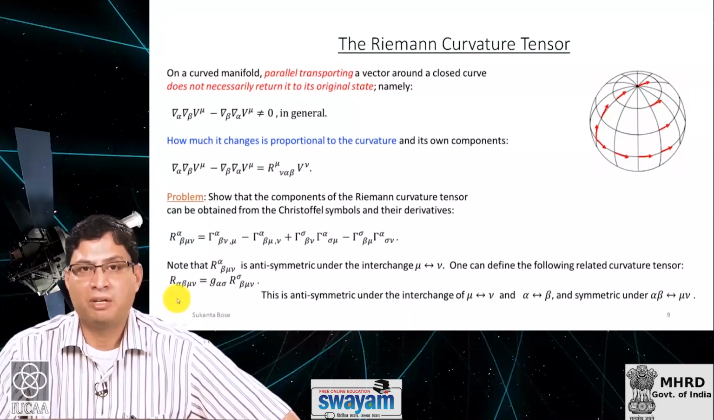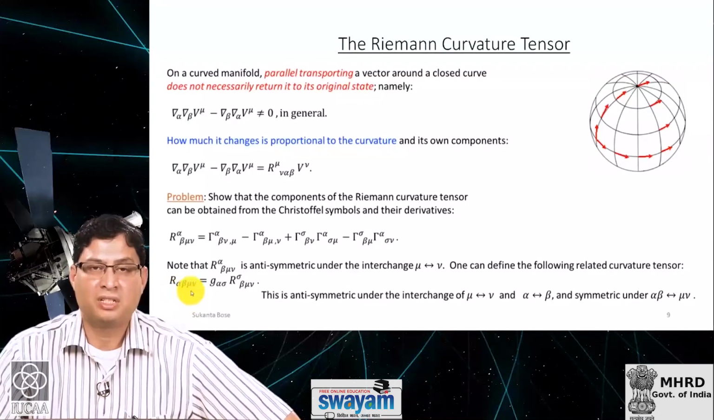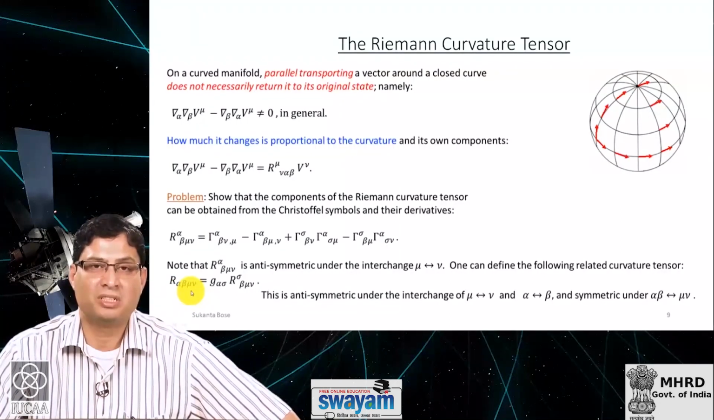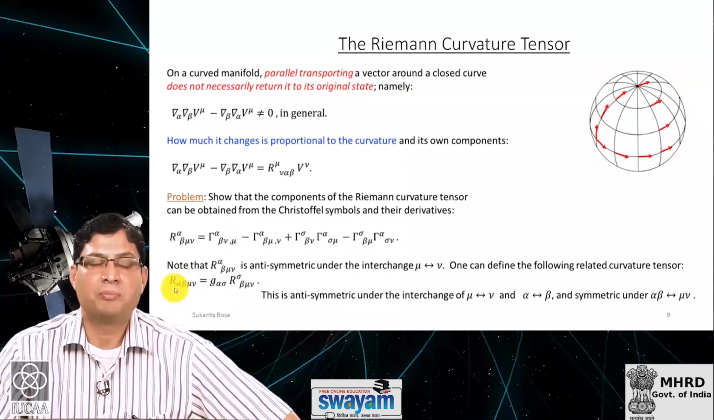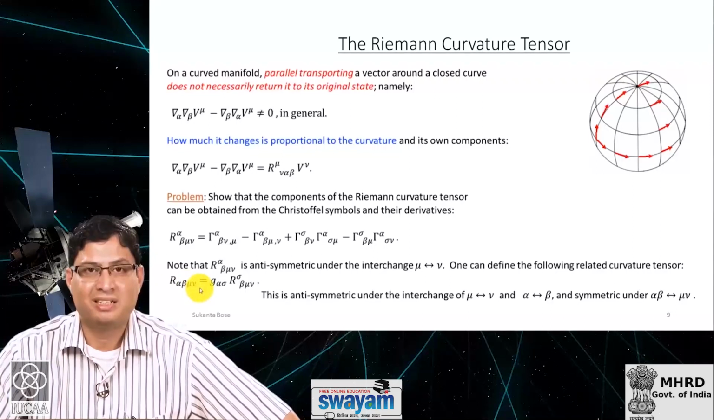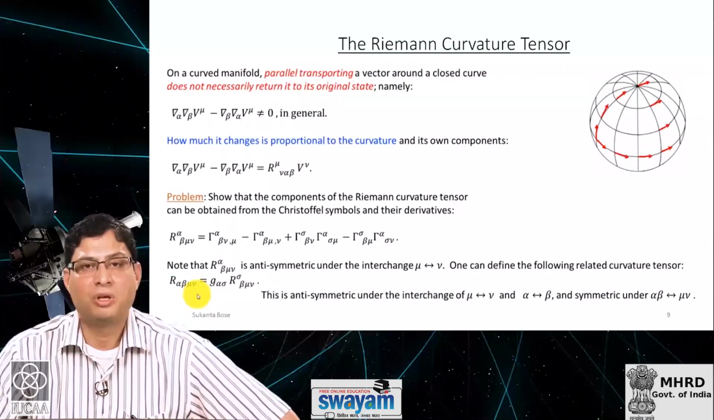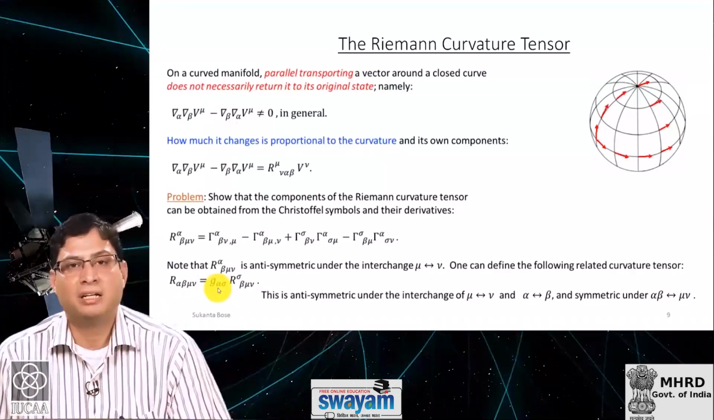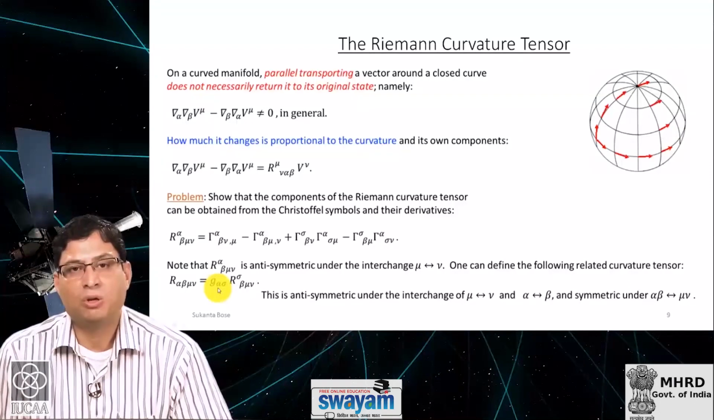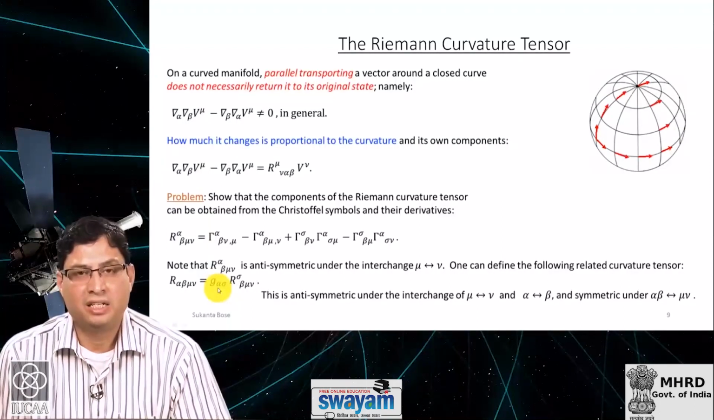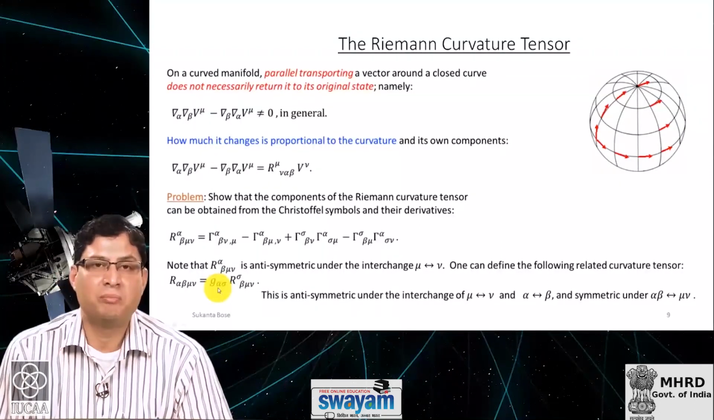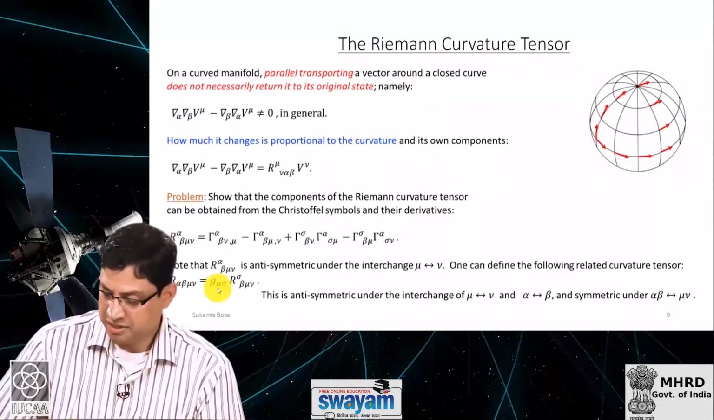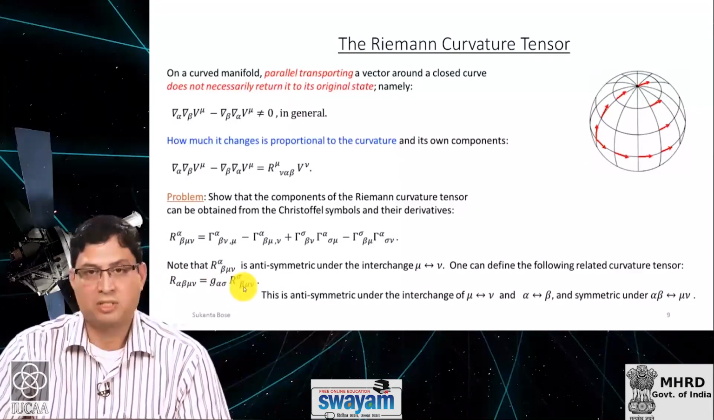Now, if that was the end of the story, then 6 times 6 will give you 36 independent components. But the fact is that this is also symmetric under swapping of alpha beta with mu nu. So if you carry through all of those symmetric properties, you can show to yourself that R alpha beta mu nu has only 20 independent components, and that's much more manageable. So that is the case for a general 4-dimensional space-time.